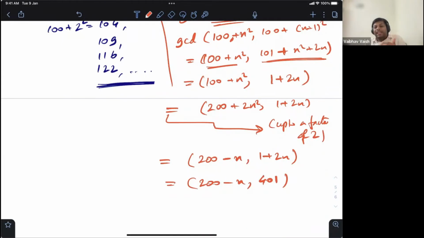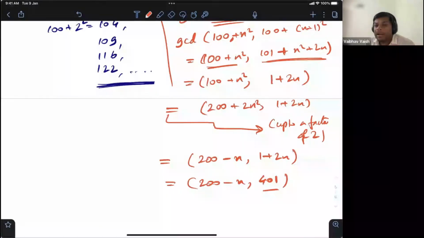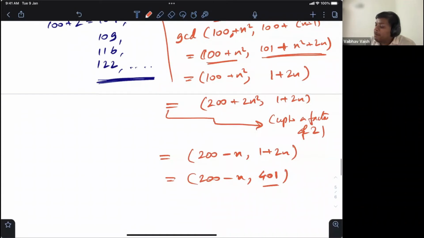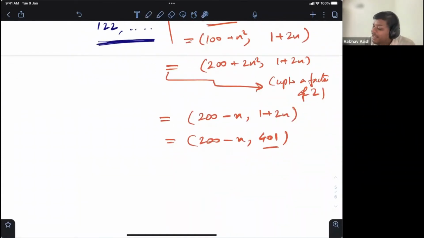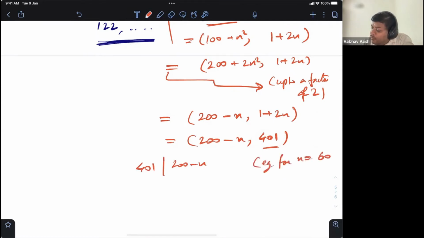Each time the degree is being reduced, and eventually what you will get is something of degree 0. And this degree 0 thing, because we are in integers, we cannot immediately say if 401 divides 200 minus n or not. That depends on the specific n. But it is clear that the largest GCD possible can be just 401. And that happens when 401 divides 200 minus n, which is the same as saying it divides n minus 200. So, e.g., for n equal to 601.